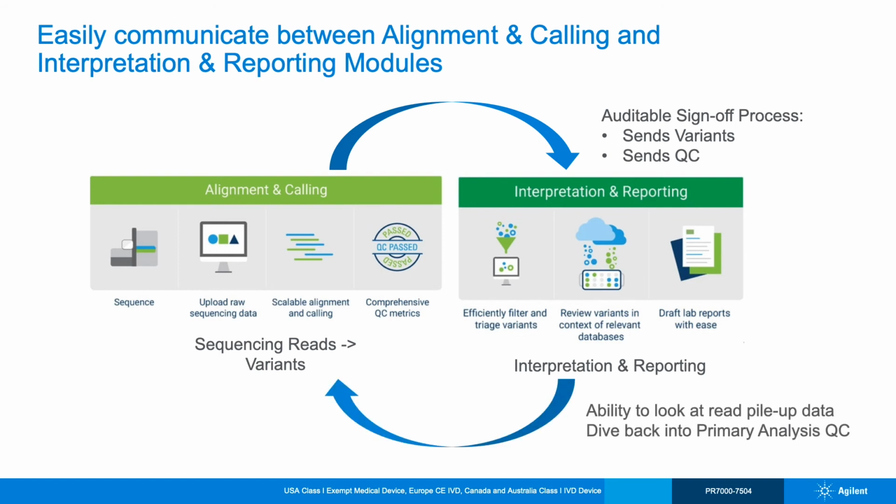Likewise, the interpretation and reporting module can refer back and allow you to look at the read pileup and the primary and secondary analysis QC through a direct link as well. This is how our alignment and calling module, Alyssa Align and Call, and our interpretation and reporting module, Alyssa Reporting, are able to work together in your one workflow.